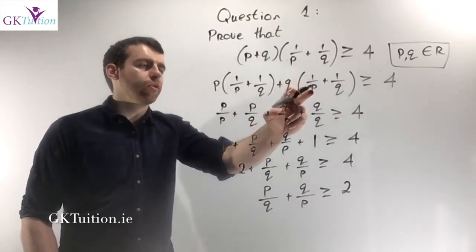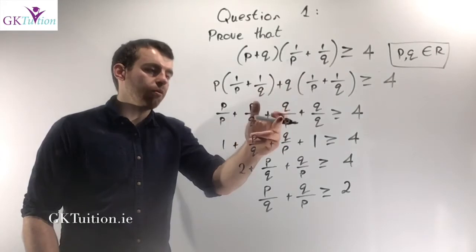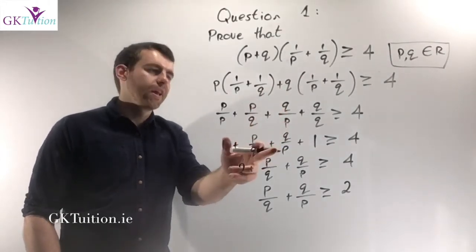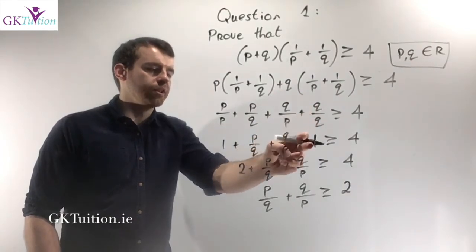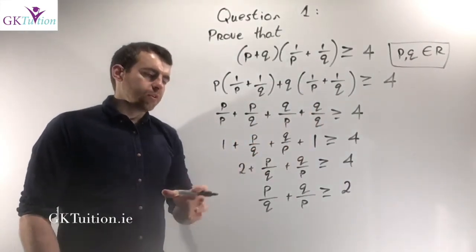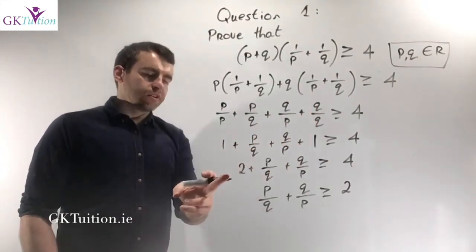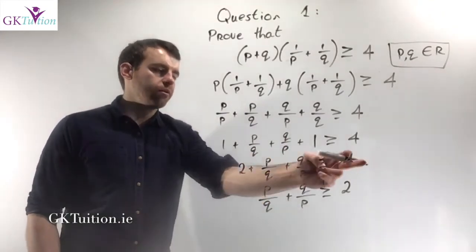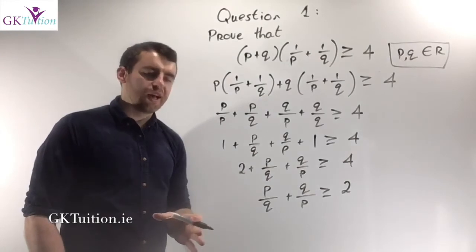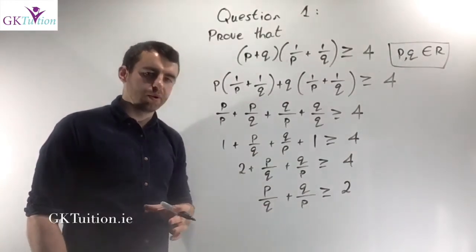Then Q times 1 over P is simply Q over P, which again I can't simplify yet. But Q times 1 over Q is Q over Q, which is actually 1. So in this case I added the 1 and the 1 and I got 2. I have 2 plus P over Q plus Q over P is greater than or equal to 4. What I've done in the last line is I've subtracted 2 from both sides.